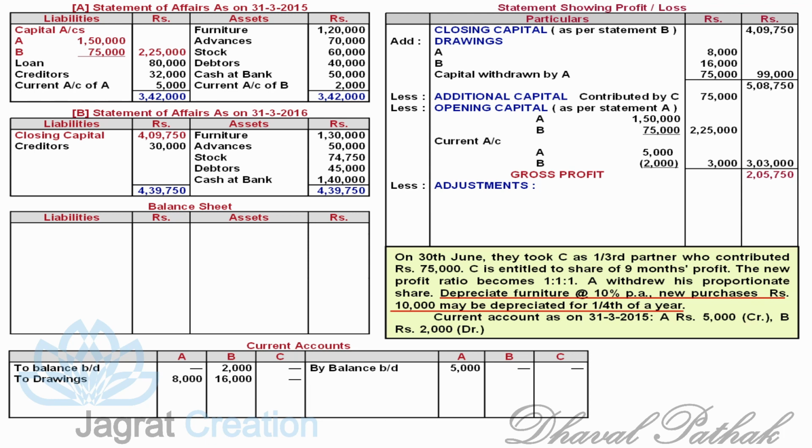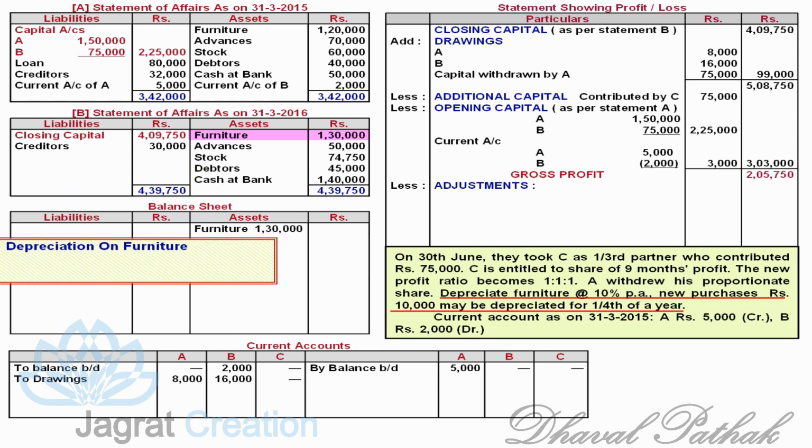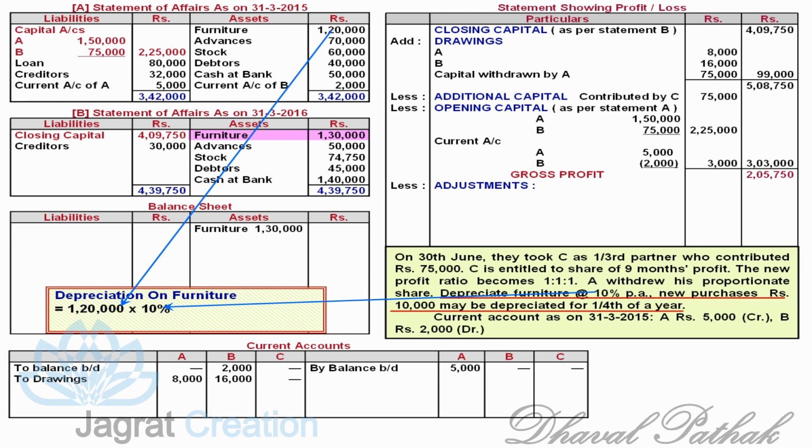Now, depreciation on furniture. As I told you, depreciation will be calculated on 1,20,000 for the whole year, so 1,20,000 into 10% depreciation for the whole year. And on the additional furniture, depreciation is to be calculated for 1/4 of the year. That's an important point. So the depreciation works out to be 250.